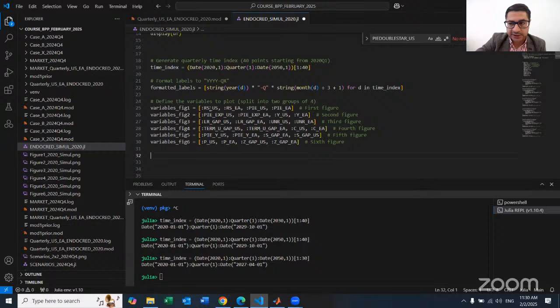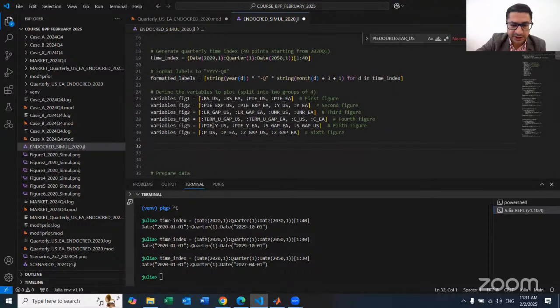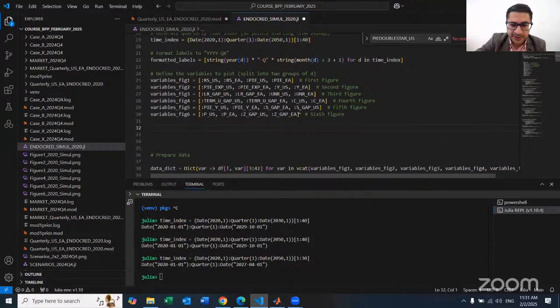I'm saying take the US interest rate, euro area, inflation for US and inflation for euro area. For the second set of the variables, inflation expectations, output gap. For the third, long run output gap, and the long run interest rate gaps, and unemployment rates, term premiums, year-over-year inflation, and some exchange rates, nominal exchange rates, and the real exchange rate gap.